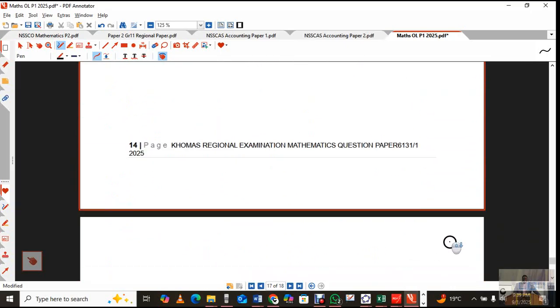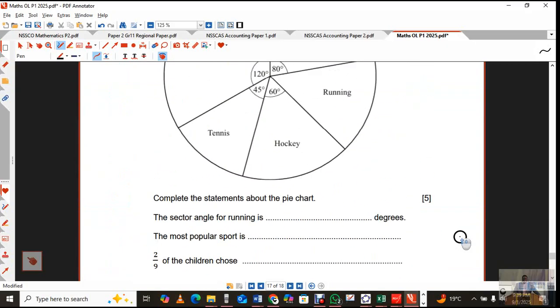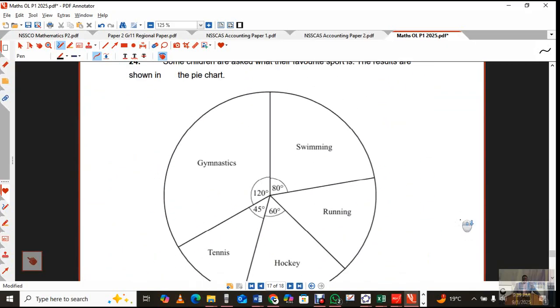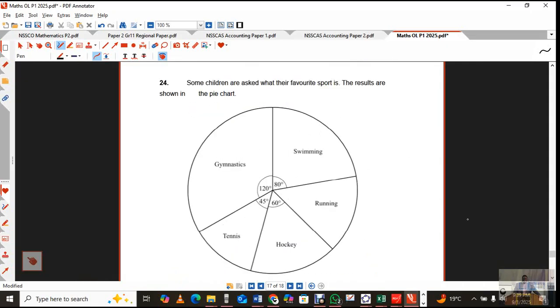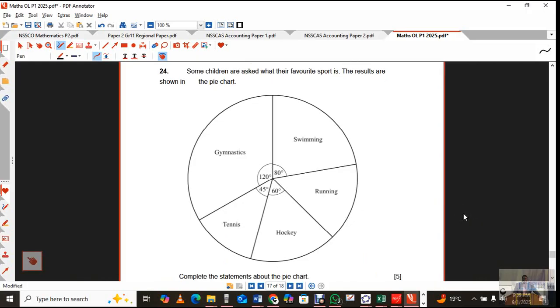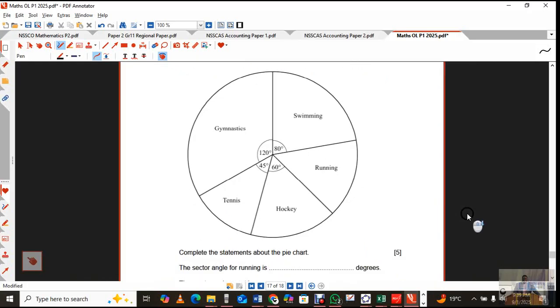Right, this is the very last question. I'm also getting a bit tired. Anyway, let's just make this one a bit smaller. Some children were asked what their favorite sport is. The result is shown in the pie chart, okay?